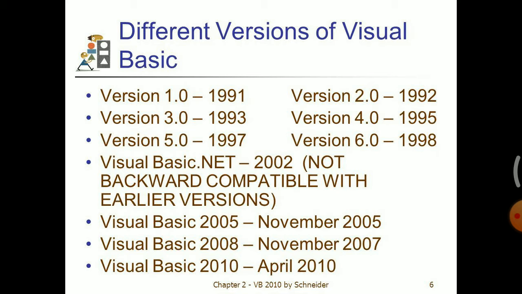Before we move to the next topic, let us recall, and I'll give you a small introduction about the Visual Basic programming language. Here are the different versions of Visual Basic. The first version is VB 1.0, released in 1991. Here we are studying Visual Basic 6.0, a version released in 1998. The latest version of Visual Basic is Visual Basic 2010, released in April 2010.